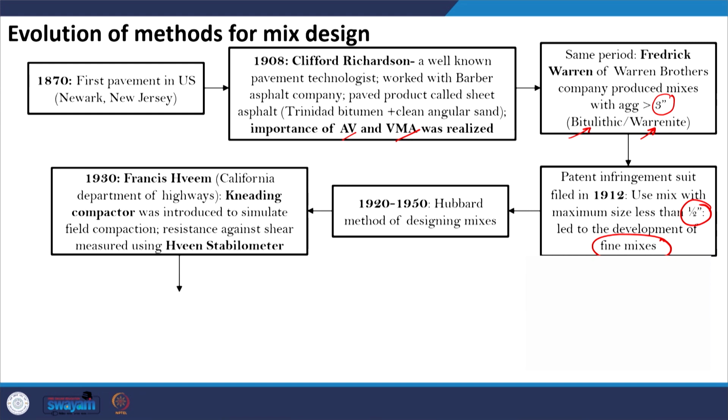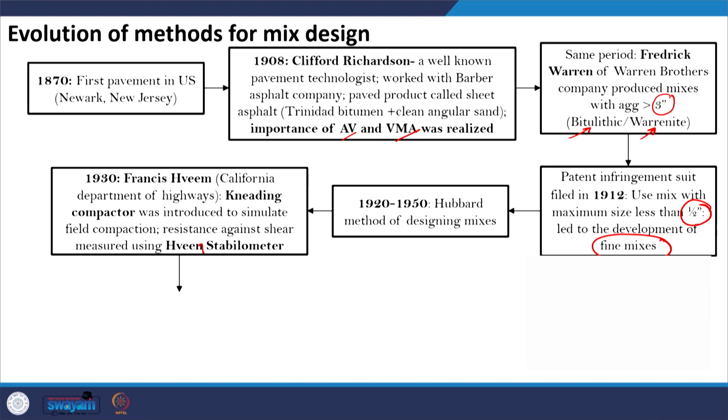Then around 1930, Francis Hveem, who was working with the California Department of Highways, did some significant work for developing a complete mix design process using a kneading compactor, and it was known as Hveem mix design, and it was also used by various states for designing the mixes. The kneading compactor was basically selected to simulate field compaction, and the strength of the mixes was determined using the Hveem stabilometer, which measures the resistance of the mix against shear.